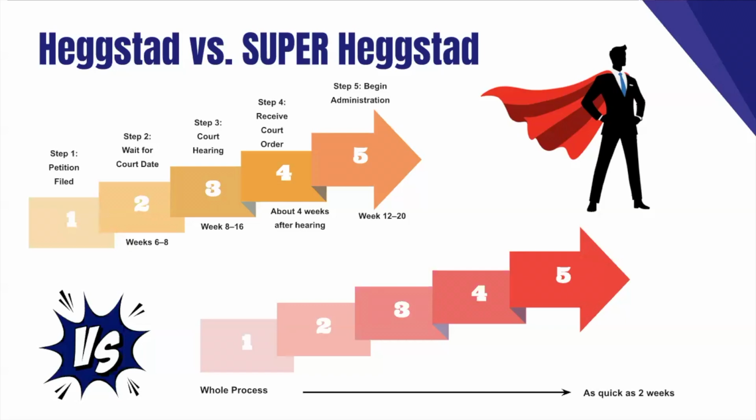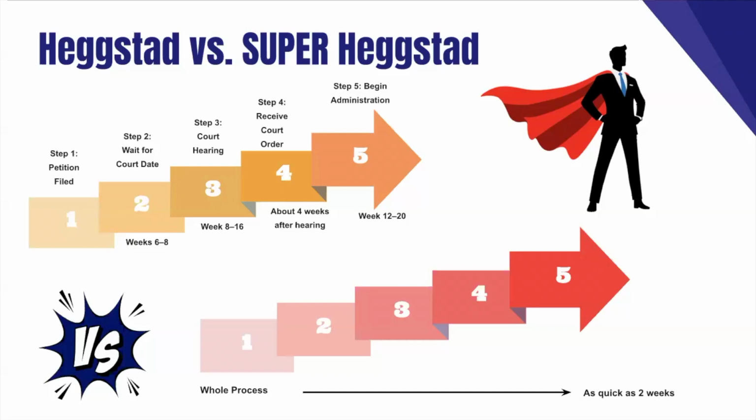So the whole process can be done as quick as 2 weeks. No joke. Done it. All right. Done it in 2 weeks. Amazing. And with that, we'll go back to the examples. But between 2 weeks and waiting 12 to 20 weeks, which are you going to choose, right? Of course, you want the super Heggstad. Who wouldn't? It's going to be really important, and in some cases detrimental not to have the quick turnaround. Now, the quick turnaround can't happen unless you do the super Heggstad in this situation.